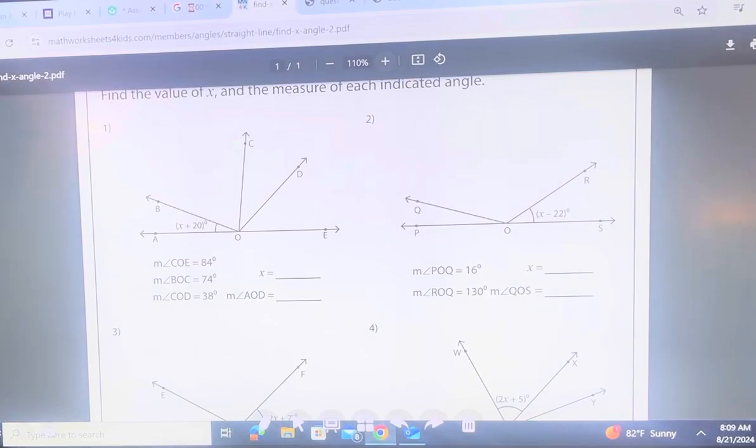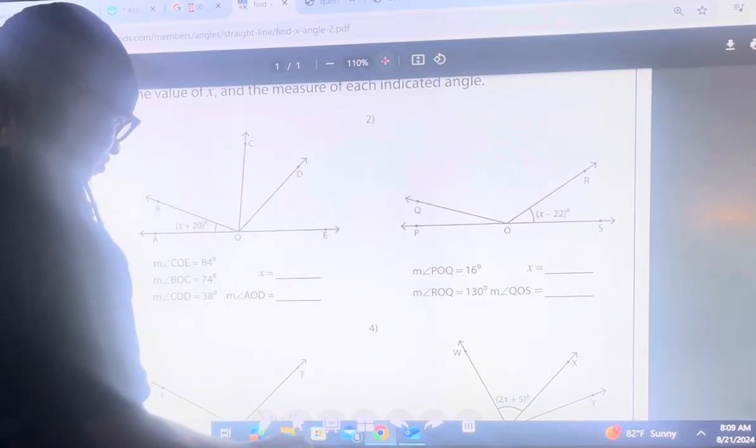We're on number 2, we say? Is that what y'all asked for? Okay.